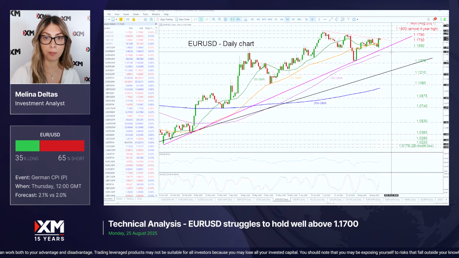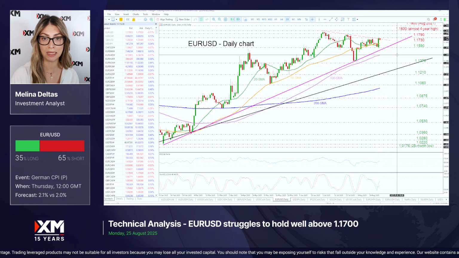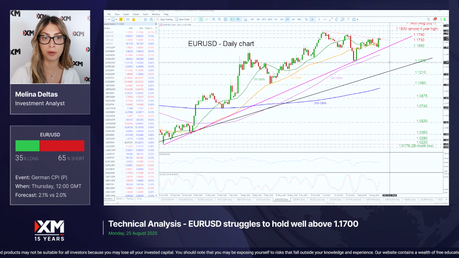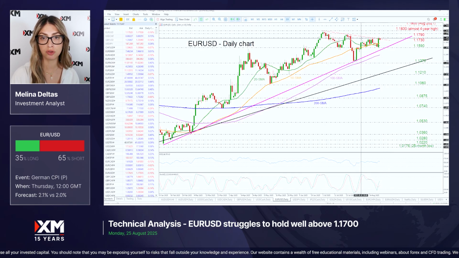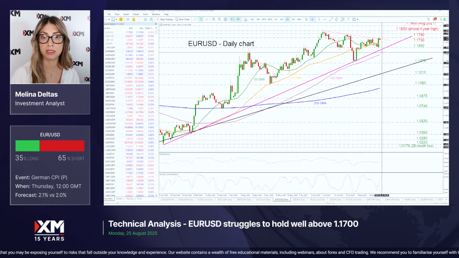Breaking this level, the price, it may meet the 100-day SMA at 1.1485 and even lower the next barrier at 1.1370. So the outlook in the short term is bearish at the moment, but in the longer term is bullish.